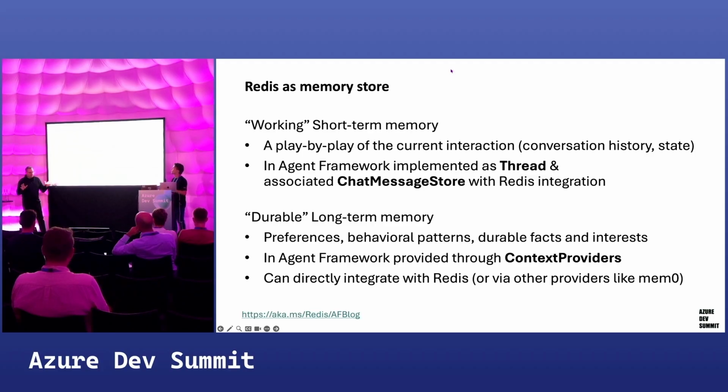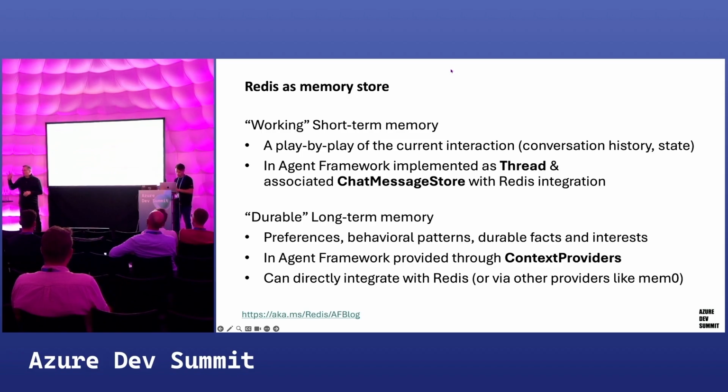All right, so one of the things that we talk about with memory is we really break it into short-term memory and long-term memory. You can think of the short-term memory as the interaction that we're having right now in this particular chat with the agent. That's sometimes like the play-by-play, but you see this inside of the agent framework in the thread and chat message store. And we'll actually see that inside of Redis as we go through the demo as well.